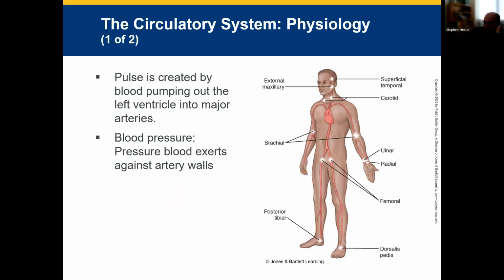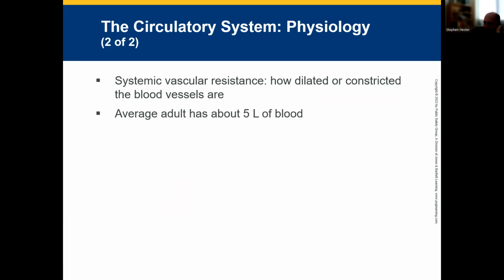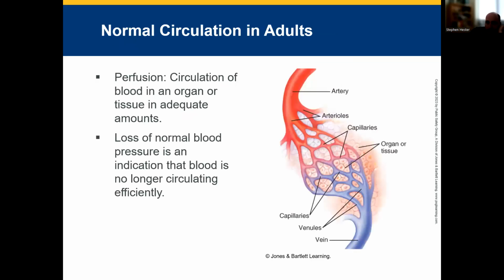There are our different areas where we can check pulses, so become familiar with those. Systemic vascular resistance is how dilated and constricted the blood vessels are. The adult average has 5 liters of blood, children have 2 to 3 liters, and infants may have just 300 milliliters. Normal circulation in adults, I've talked about that. The exchange happens in the capillaries.